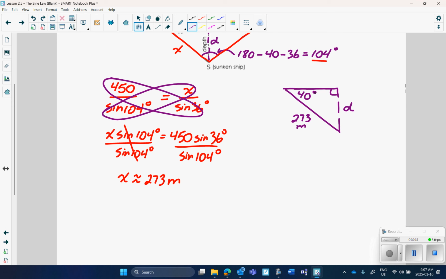If this is the acute angle, this is the opposite side, this is the hypotenuse, which tells me I have to use sine 40 degrees is equal to the opposite side d over the hypotenuse length, which is 273.